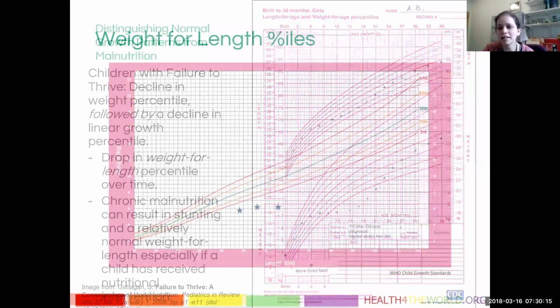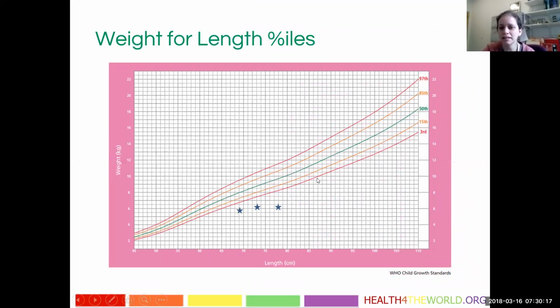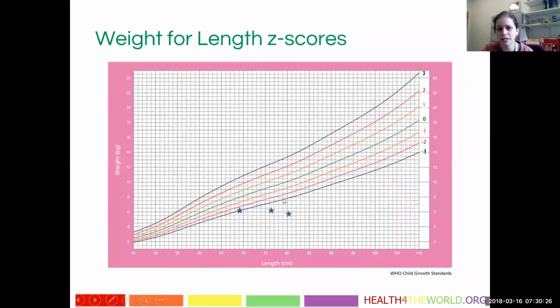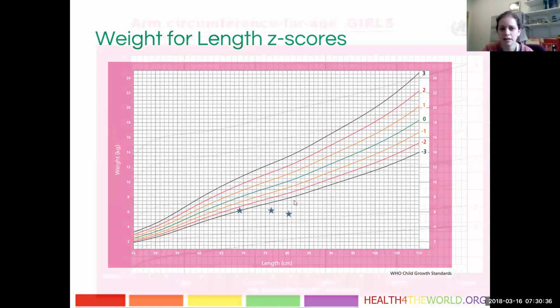So this is why I like Z-scores better than percentiles. You can see here you really don't have percentiles anymore, but you can still give a Z-score if you're really low in weight for length, and you can track it. Here, it's all severe. It's all in the severe category below -3, but this is probably -4 and -4.5, so you can track what's happening.